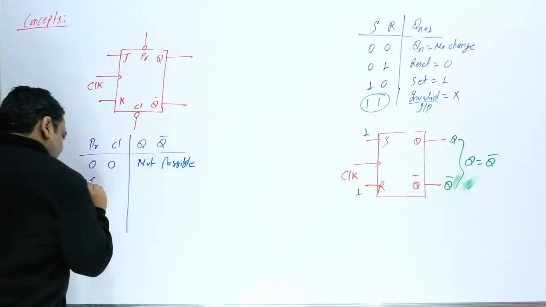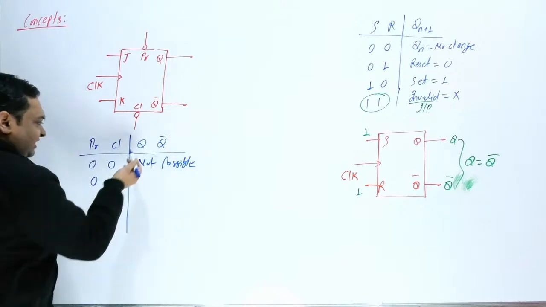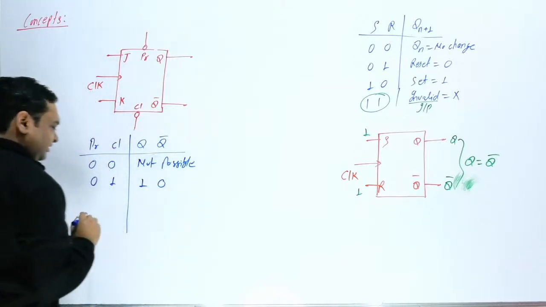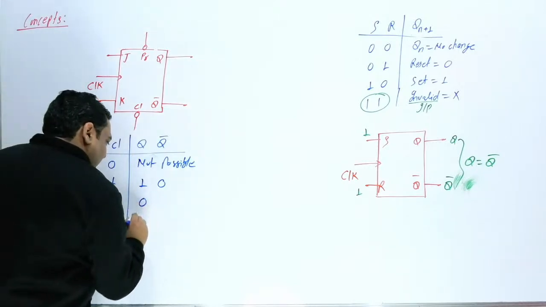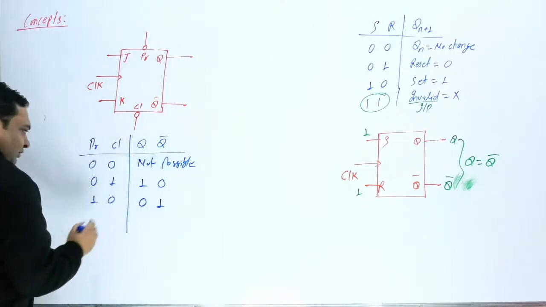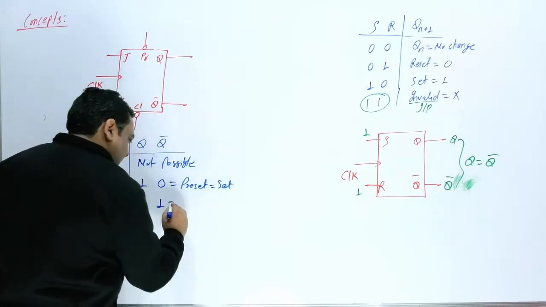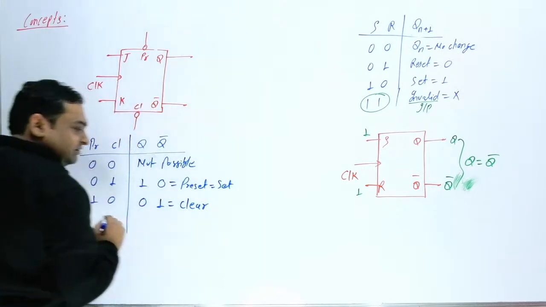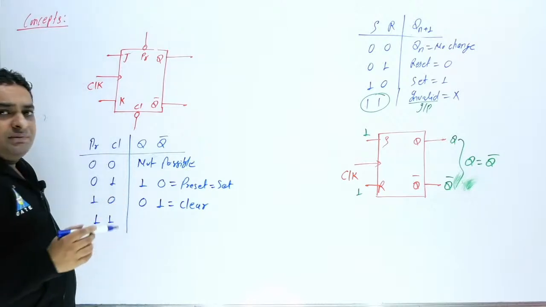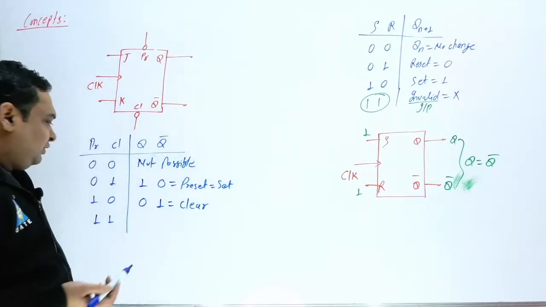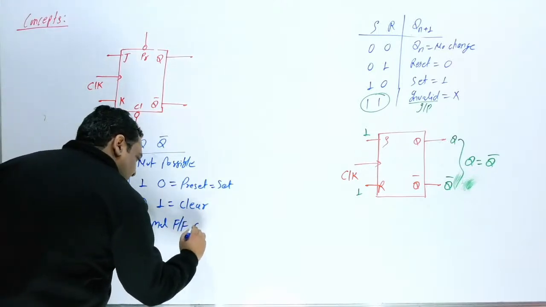Now if preset is 0 and clear is 1, since this is active low category, the output is going to be preset. Preset means set, so Q will be 1 and Q bar will be 0. Now if this is 1 and this is 0, it means clear is operating. So clear means Q is 0, then Q bar will be 1. Now if both are 1 1, preset and clear are not operating, so this is a normal flip flop operation.